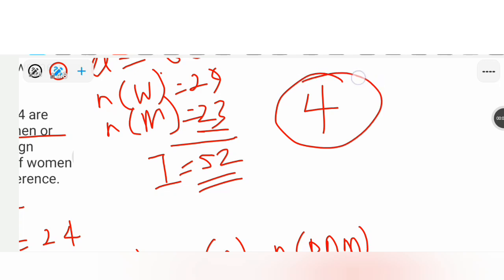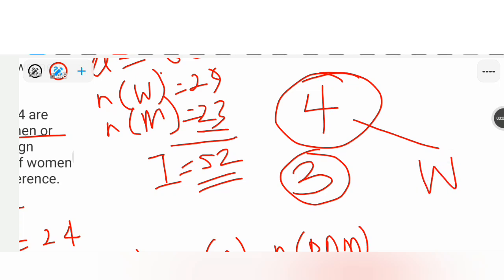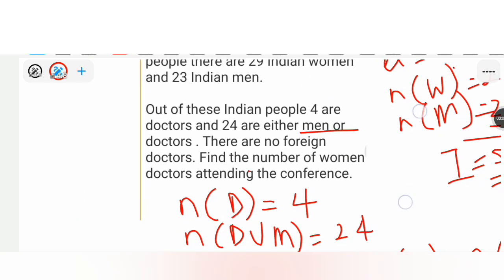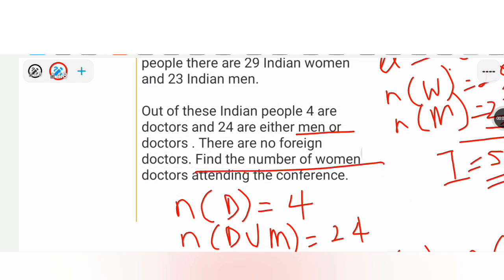Out of these 4 in number, 3 of them are men. That means the last one will be a woman. 4 minus 3 will give you 1. So the answer is 1 female doctor who is an Indian. So the answer is 1. So I hope you understand it.